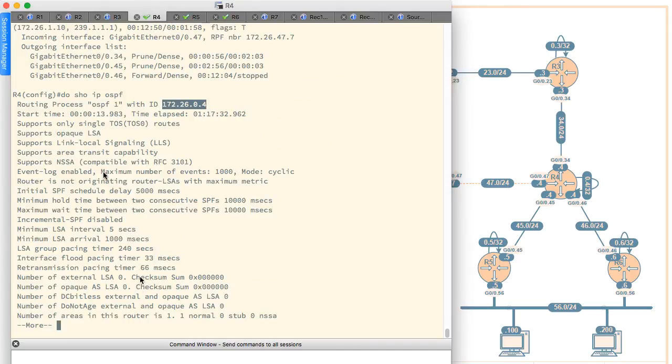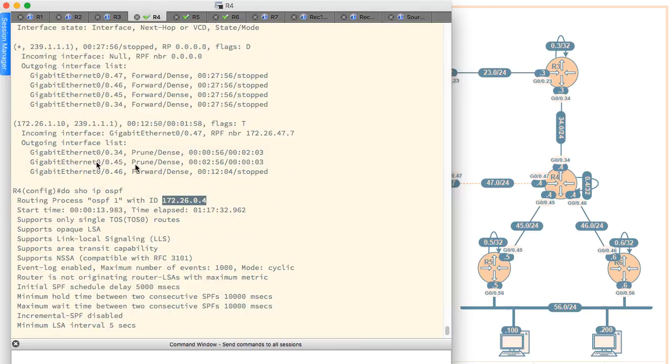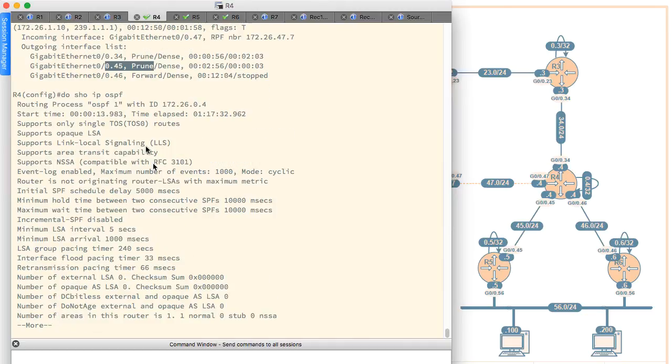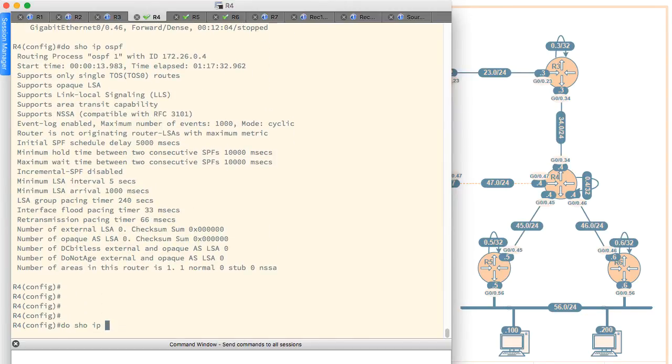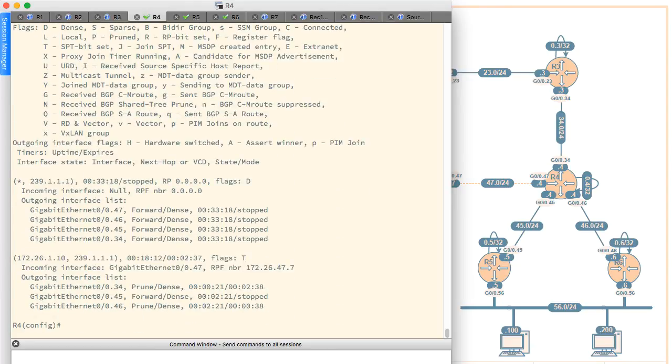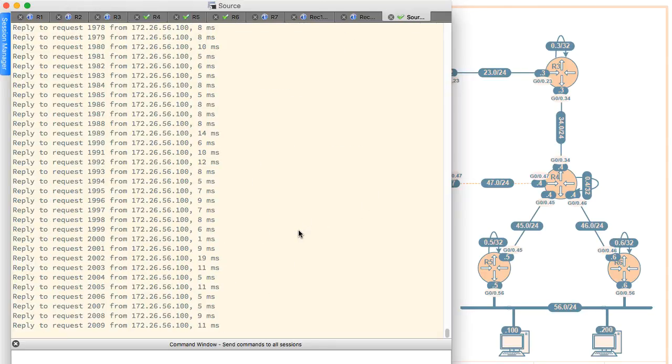On R4 now, remember R4 had 46 in forward and 45 in prune. That should now reverse. So now we should do show IP M route 239.1.1.1. And now you can see it has flipped. 45 is now forwarding and 46 is now pruned. There was also some grafting that must have happened back there, and the source, it's still sending all of those pings out.